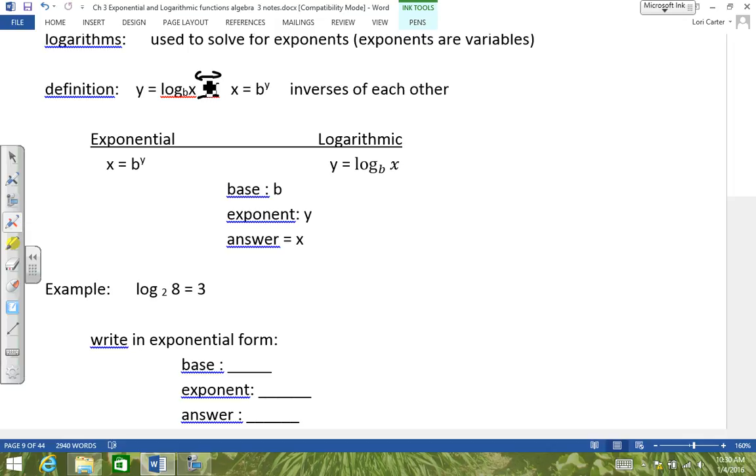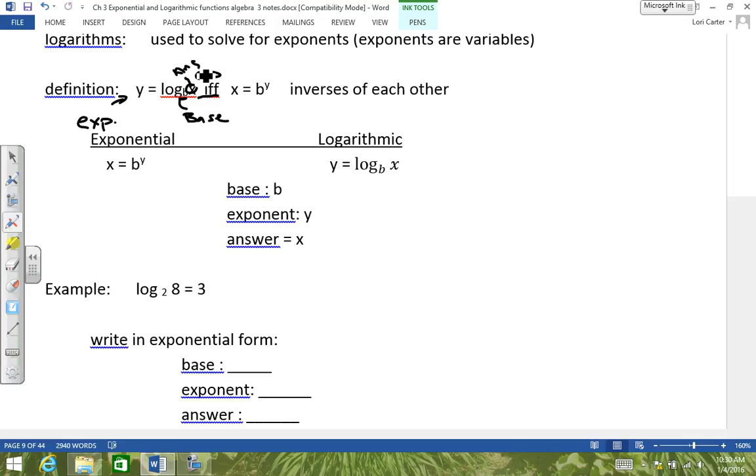When you read a log, all right, the b is the base. Okay? It always finds what I tell you log finds. Exponents. So the answer is the exponent. And if you wrote it out, x would be the answer. All right? So when you read this, it's b to the y equals x. Okay? That's how you rewrite them.